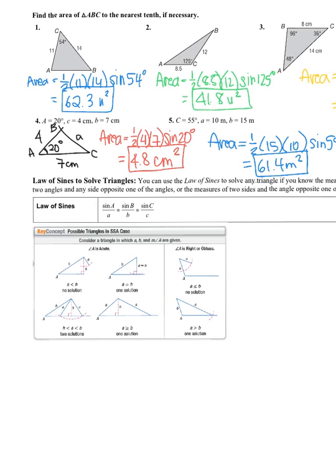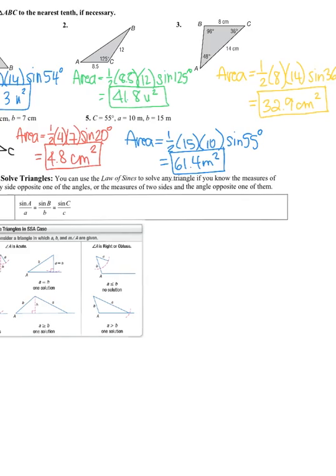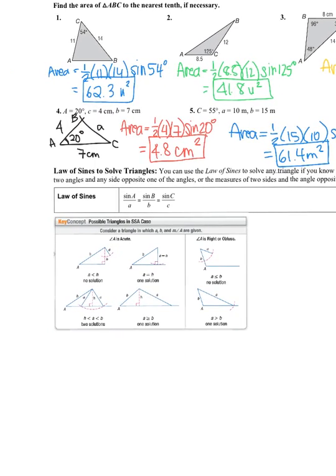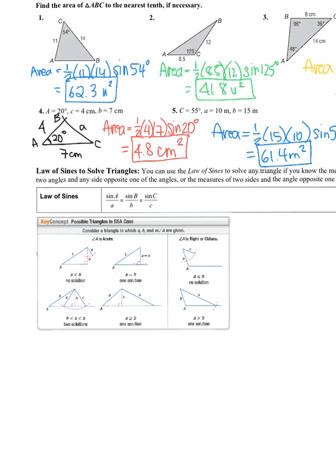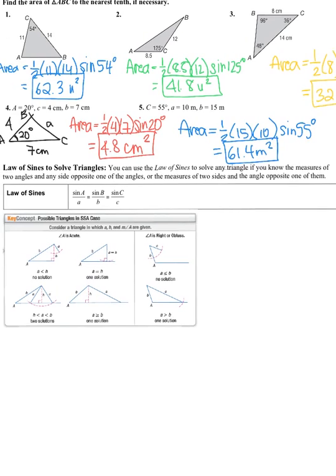Okay, now to the main event. We are going to be talking about the law of sines to solve triangles. All right, so it says here, you can use a law of sines to solve any triangle if you know the measures of two angles and any side opposite one of those angles, or the measures of two sides and the angle opposite one of them.